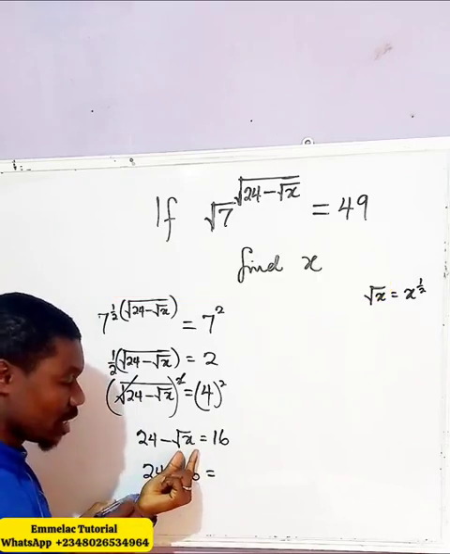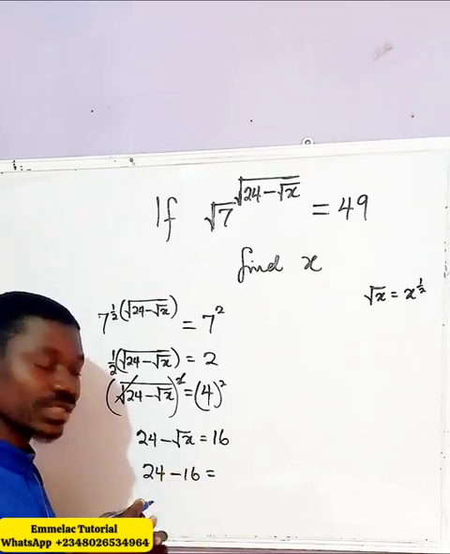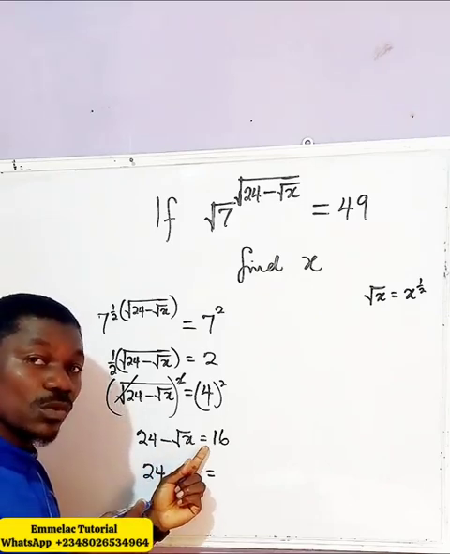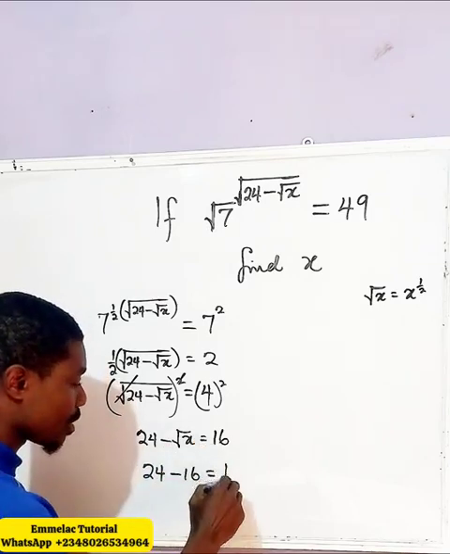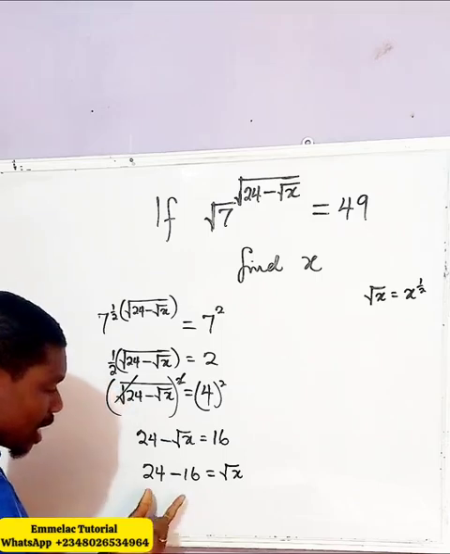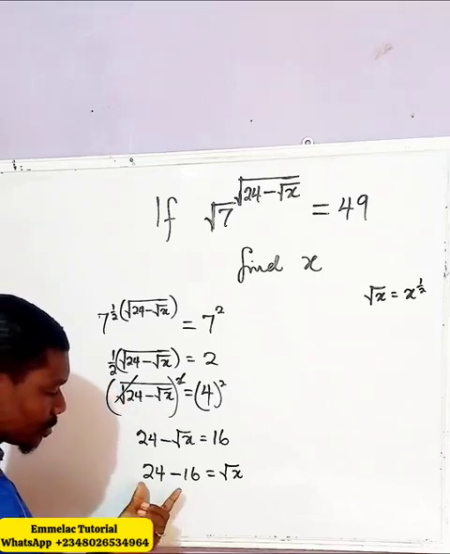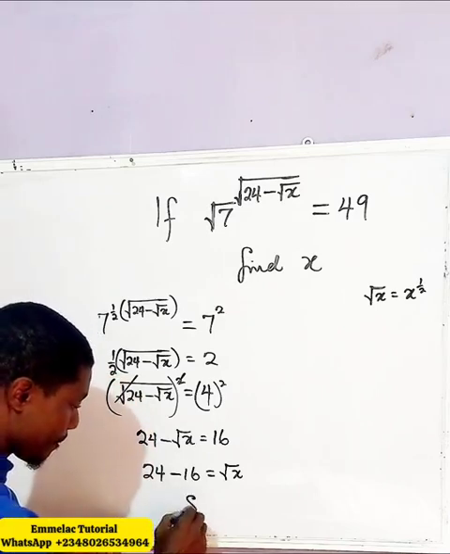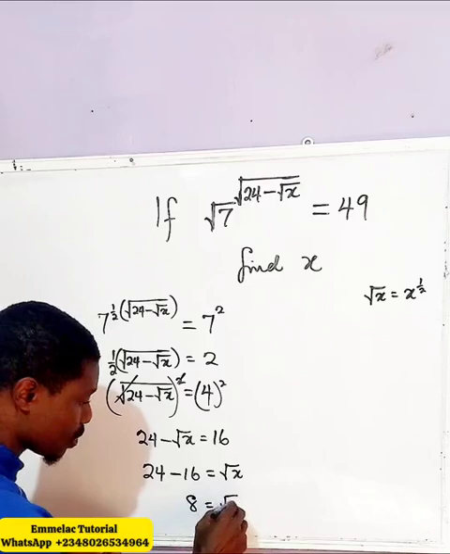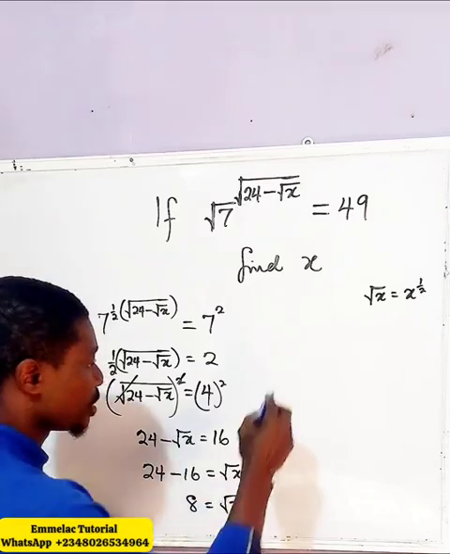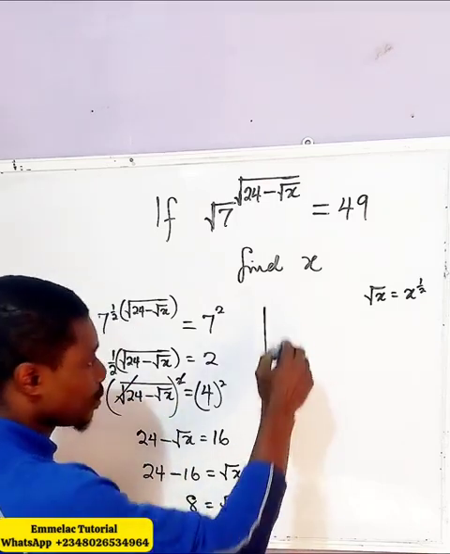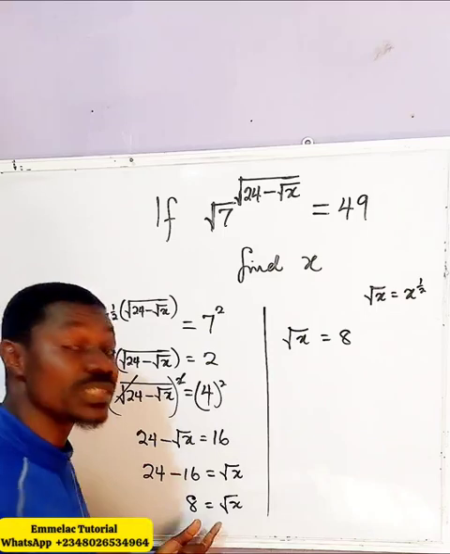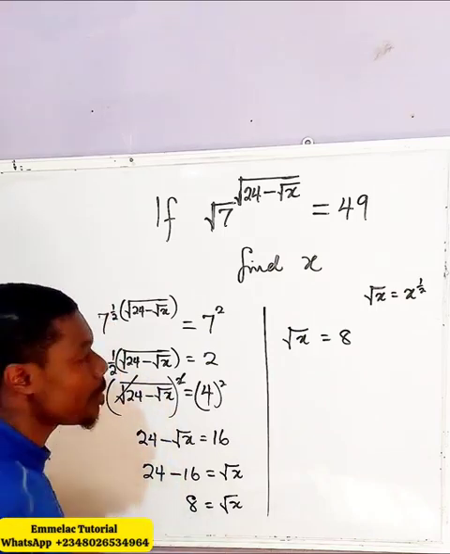And because the square root of x is having a negative sign, as it crosses over the equal sign to the right hand side, it becomes positive. Okay, now 24 minus 16, that should give us 8, then equals the square root of x. Let us rearrange. So we can have that the square root of x equals 8, which is just the same thing, I just needed to swap.